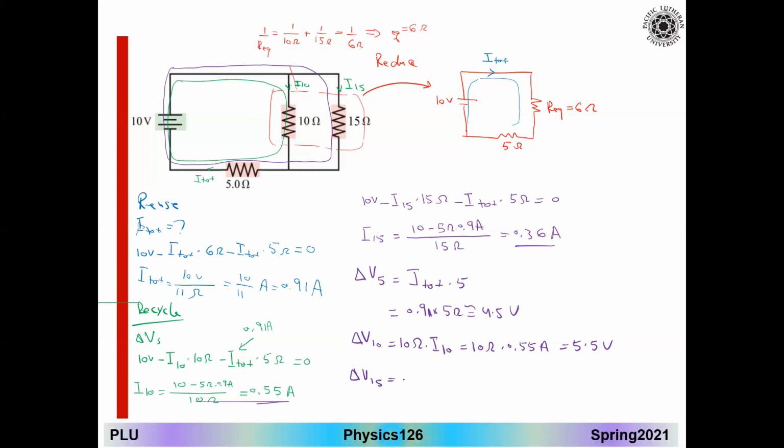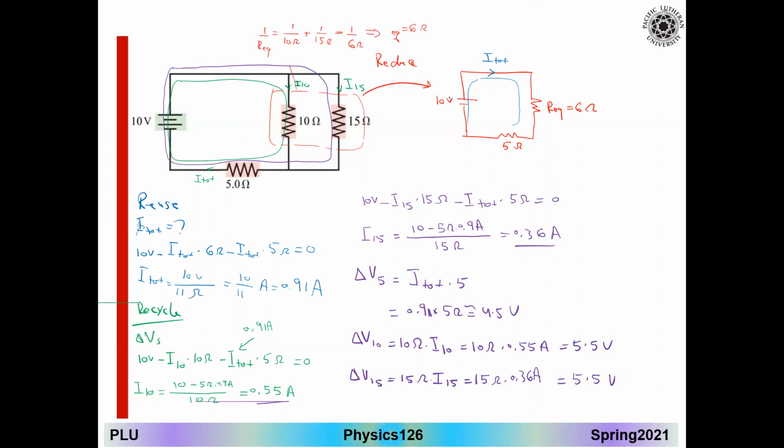So let's confirm that. It's going to be 15 ohms times I15, which is 15 ohms times 0.36 amp. So in this one it should be 5.5 volt. So I get that back. And there are another two confirmations for this circuit. Here's the voltage we found, 5.5. Here's the 4.5. Add them together, you end up with my delta V.